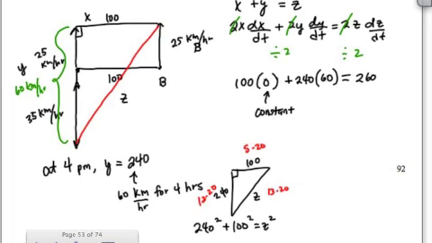And then dz/dt, what's that? That's what we're trying to find, right? Okay, solve it out. So 0 goes away. I get 240 times 60, and I'm going to divide by 260 to get dz/dt.